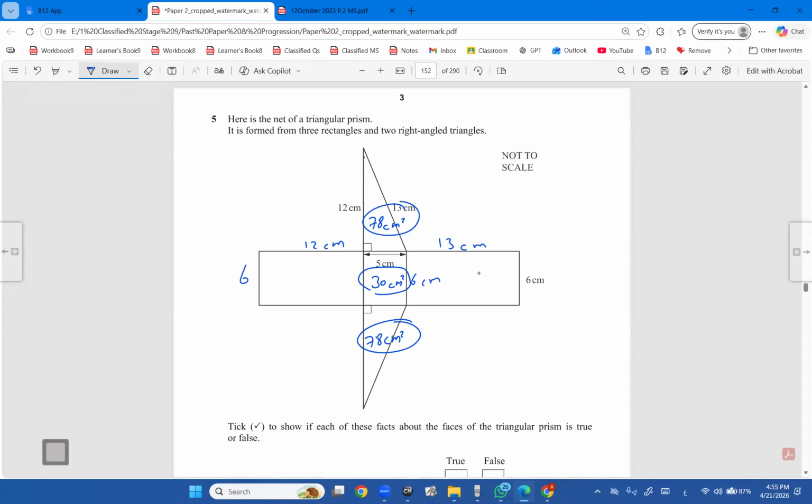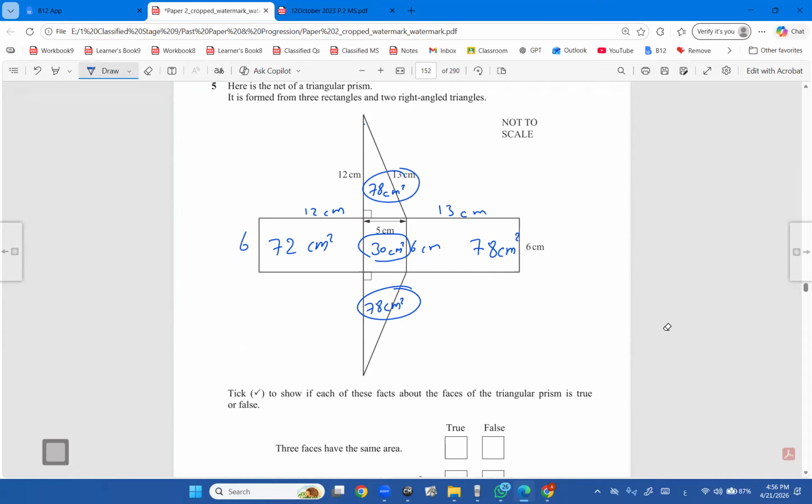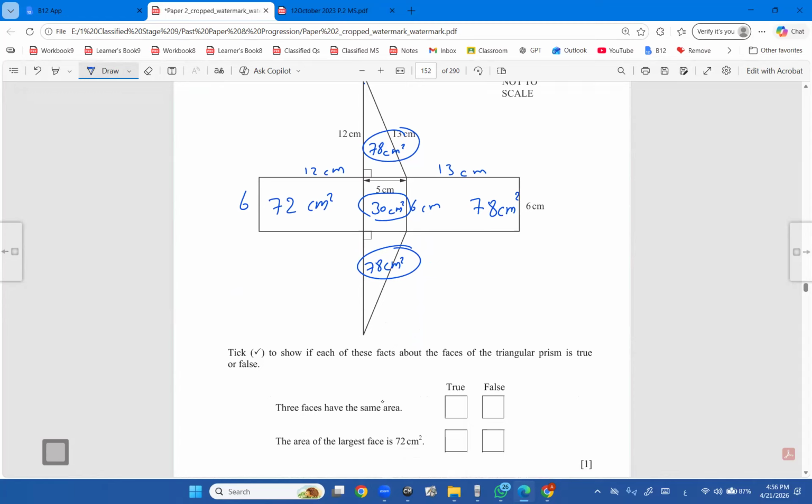And over here is 6 by 13, which is going to give you 78 centimeters squared. And the last one over here is 6 by 12, which is 72 centimeters squared. So here, they're saying 3 faces have the same area. Yes, 78, 78, 78. True. The area of the largest face is 72 centimeters squared. Is it the largest? No, it is not the largest. The largest is 78, so it is false.